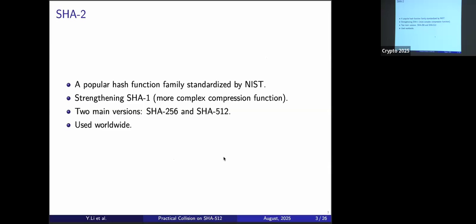The SHA-2 family is a series of hash functions standardized by NIST. The SHA-2 hash function was designed to strengthen the security of SHA-1. SHA-2 has a more complex compression function. SHA-2 mainly consists of two versions, named SHA-256 and SHA-512. SHA-2 has been used worldwide.